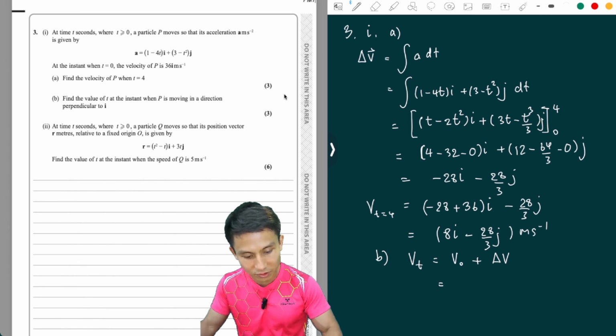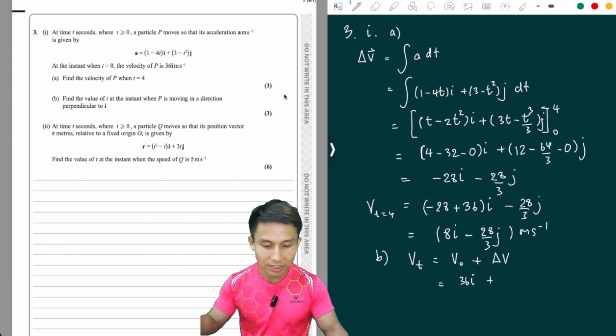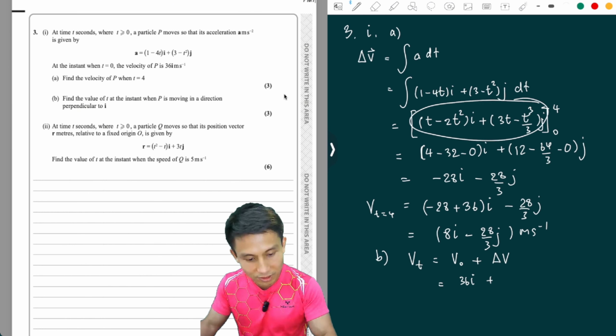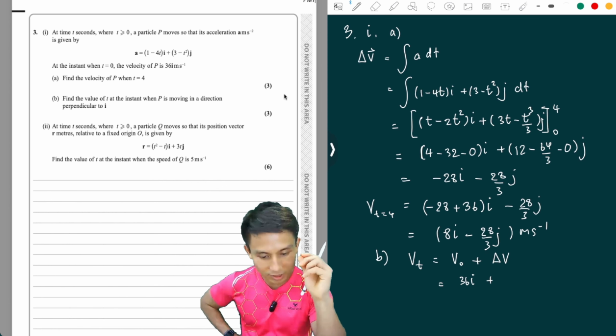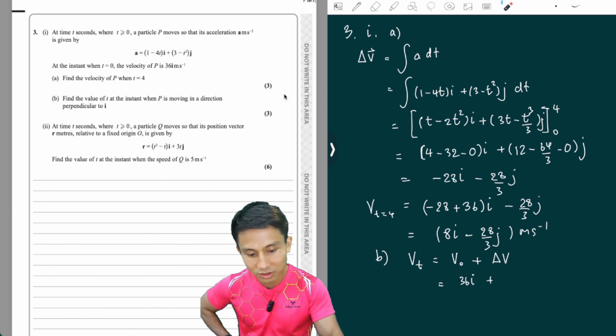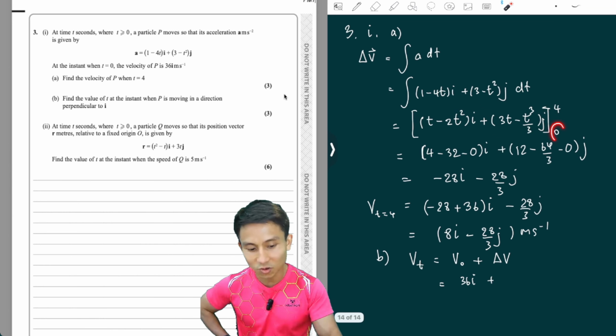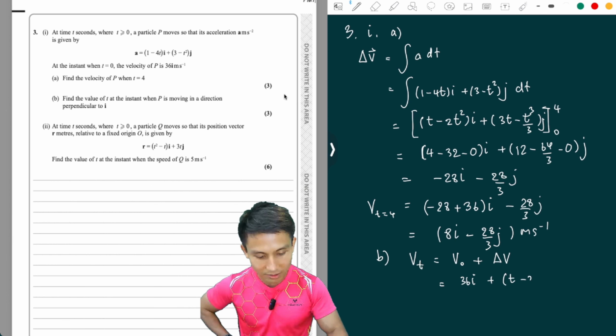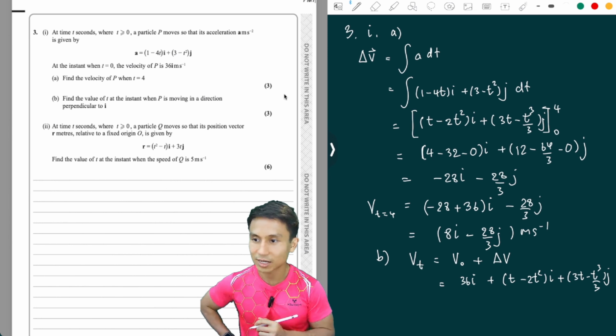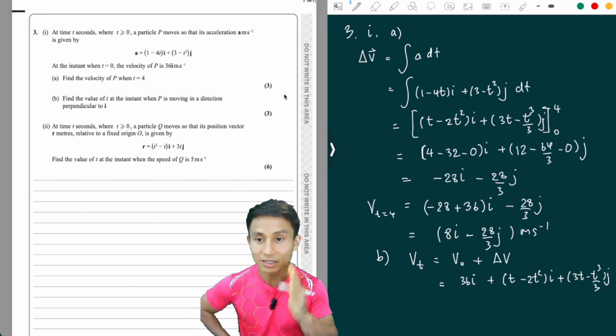So the v0 is just, again, 36I. But delta v here, we're just going to take this without subbing in the bounds. Instead of subbing in 4 here, it's just going to be a variable t because we don't know the time yet. So we're going to keep that as t. In fact, it is actually just this guy because the lower bound here doesn't do anything to alter the form. So it's just t minus 2t squared I plus 3t minus t cubed over 3j. So that's the delta v in terms of time.